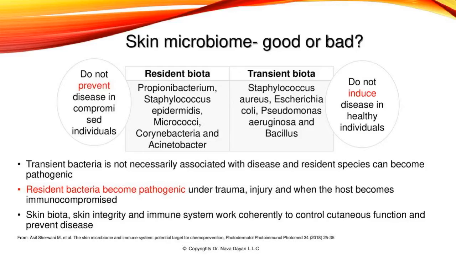From the explanation on this slide, the division to bad and good should be used very carefully. It is not a dichotomy. This is since transient bacteria is not necessarily associated with disease, and resident species can become pathogenic. Resident bacteria become pathogenic under trauma, injury, and where the hosts become immunocompromised. Skin biota, skin integrity, and the immune system work coherently to control cutaneous functions and prevent disease.